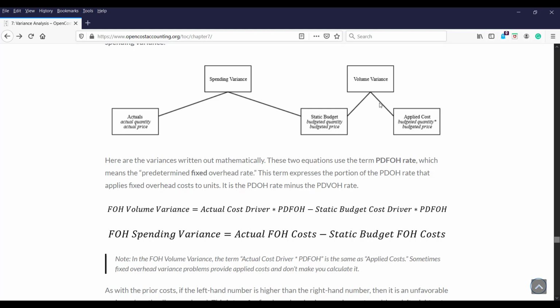The idea being that this is an artificial artifact. This is an artifact of us over or under applying fixed overhead costs. This is going to be varying based on the accuracy or inaccuracy of our estimation of the cost driver, and not really about whether we're managing our fixed overhead costs well enough. So we want to parse that out first so we can get the spending variance, which is the big deal. That's really what we want to have, and that's going to get most of our mileage for fixed overhead variances.